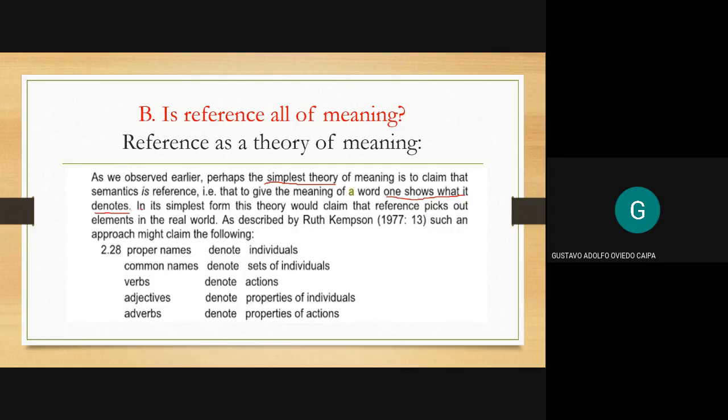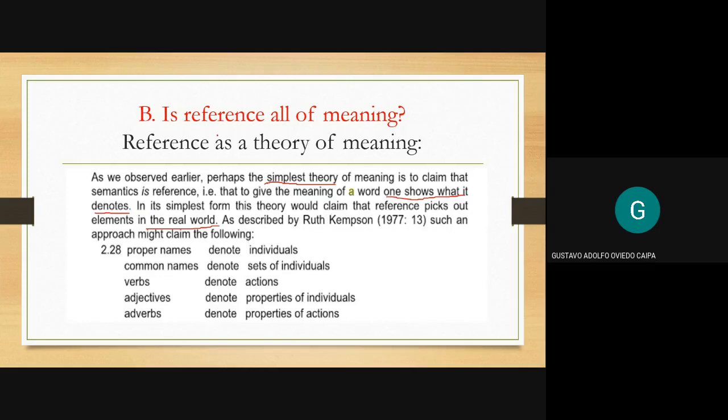So let's continue. In its simplest form, this theory would claim that reference picks out elements in the real world. As described by Kenton, such an approach might claim the following. Proper names denote individuals. Common names denote sets of individuals. Verbs denote actions in the world. Adjectives denote properties of individuals. Adverbs denote properties of actions, right? This would be a referential approach to meaning.